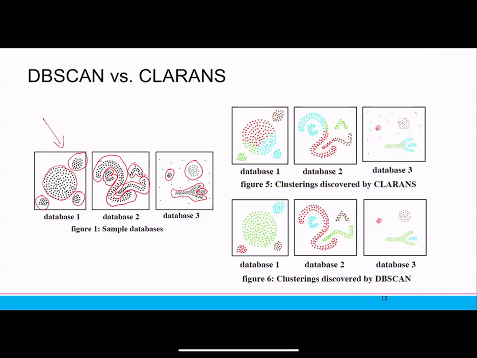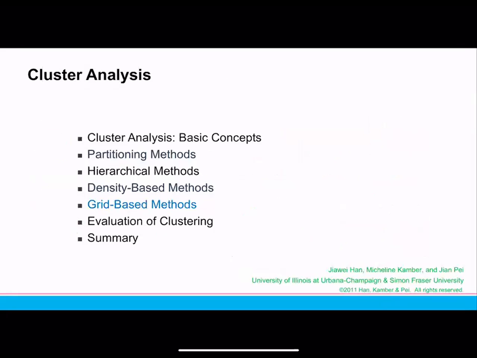If you use k-means or other types of clustering, like hierarchical clustering and also Clarence, the result is something you cannot get what you want. But using DBScan, you can see it is based on the density. So you can get the result based on the density of the points. That's the density-based method.